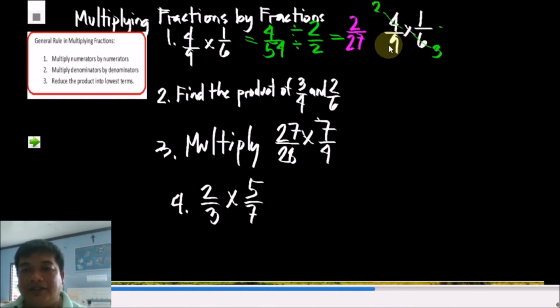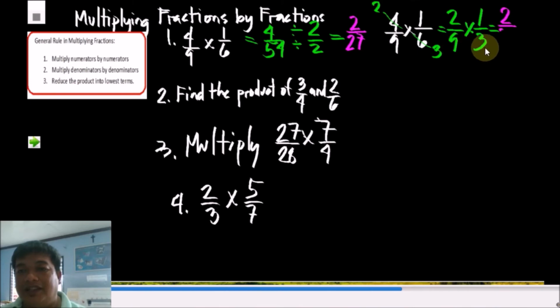Since 9 and 1 have no common factors, they just remain; you cannot cancel them. What you do next is rewrite the fractions as 2/9 and 1/3, because you have already simplified the fractions. Again, proceed to multiplication of fractions. 2 times 1 is equal to 2. 9 times 3 is equal to 27.